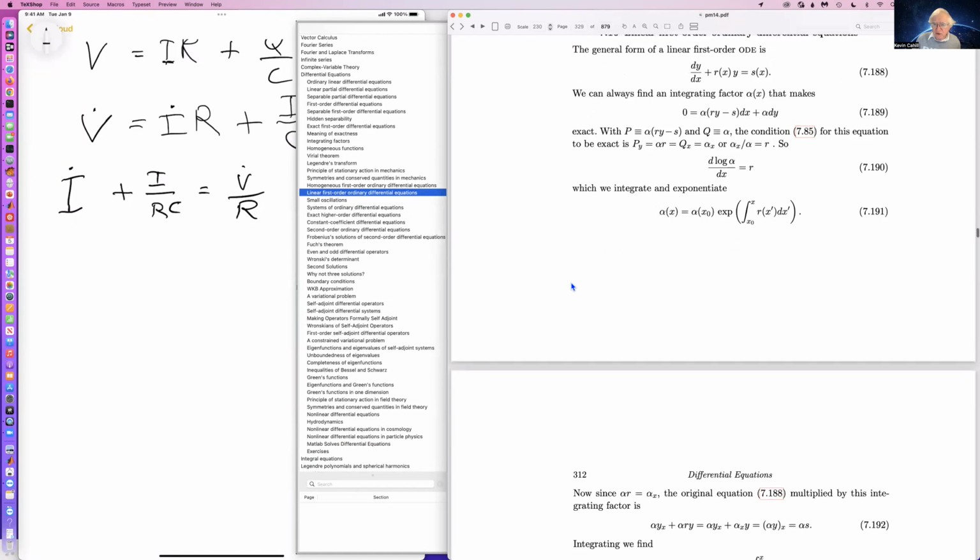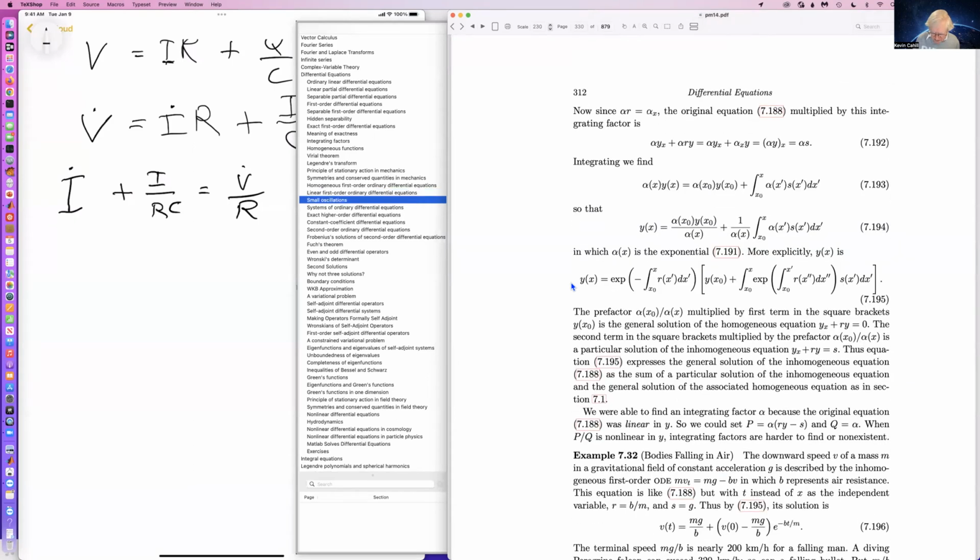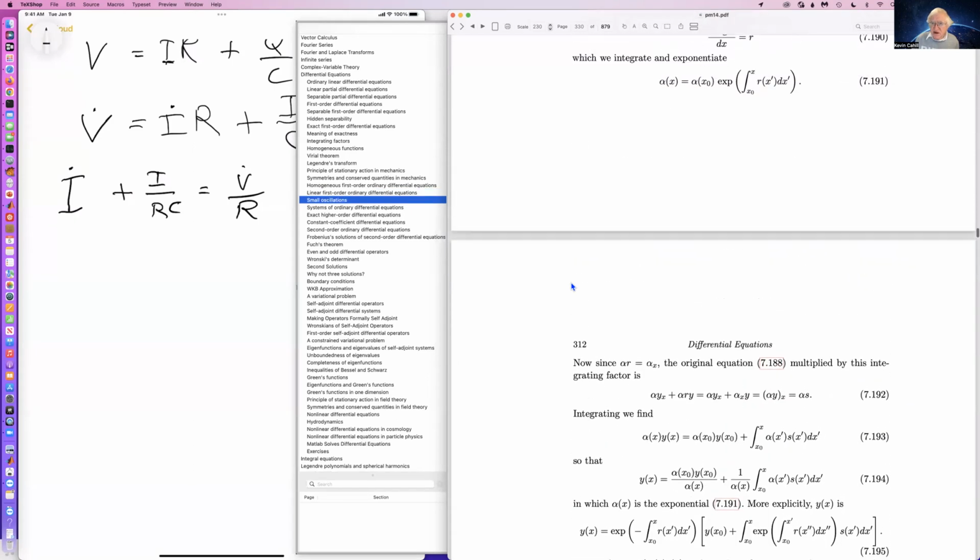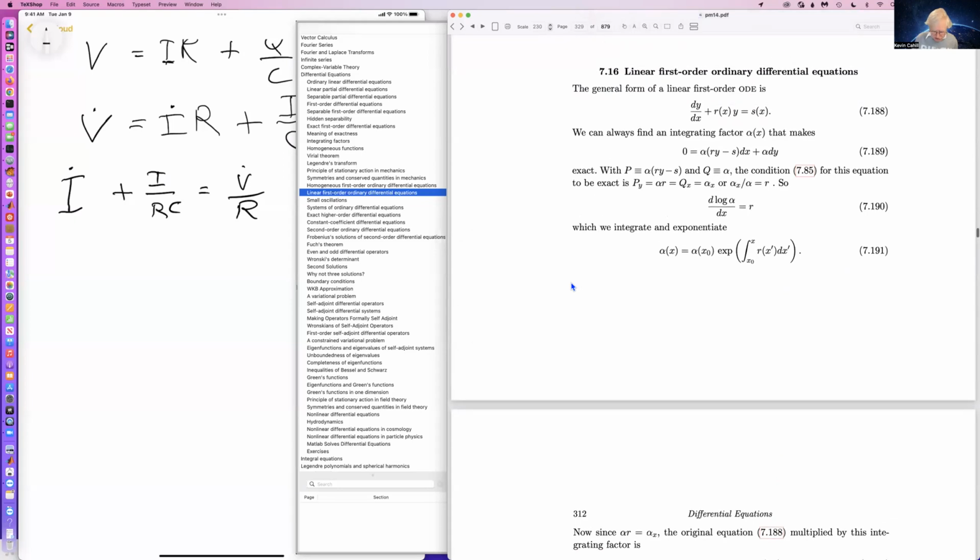I think it was over here. So the general solution is this. If we use this nomenclature, R and S, then R is just a constant, 1 over RC, and S is a function. It's V dot of T, which we're given, divided by R.